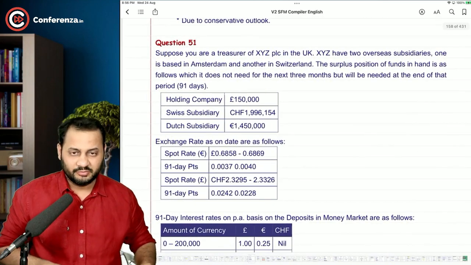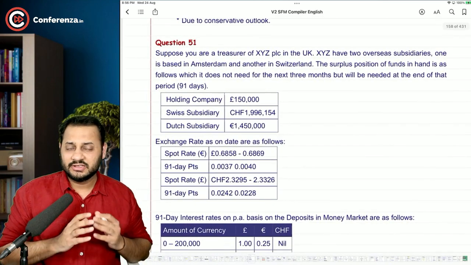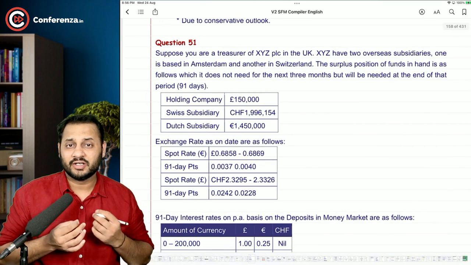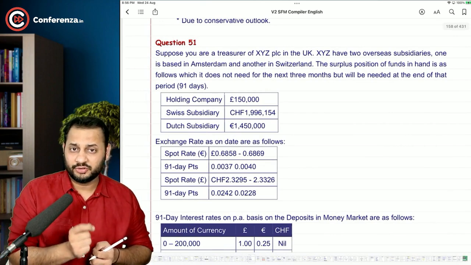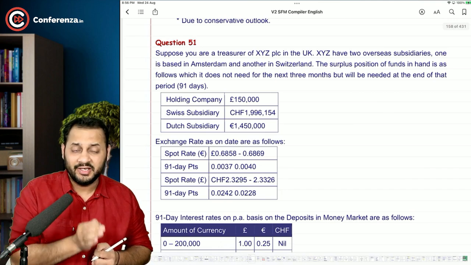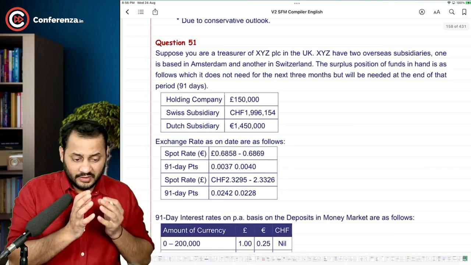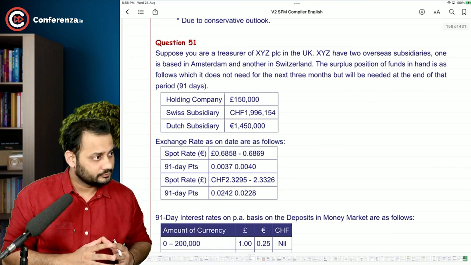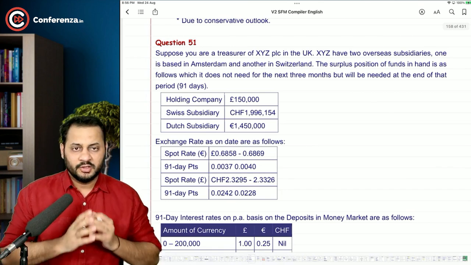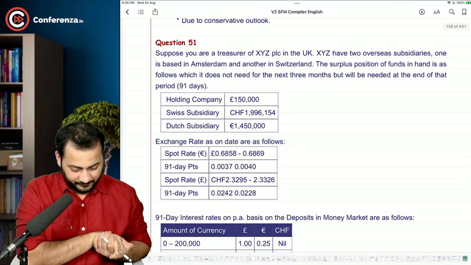Now let's come to question number 51. Question 51 is very similar to the question that we have already discussed. But the good part to learn from question number 51 is the way it has been framed. They have asked almost the same thing but in a different manner. So let's read the question first.